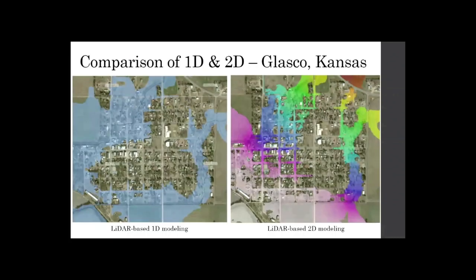Here's a comparison of 1D and 2D models in Glasgow, Kansas. On the left, we have the traditional 1D modeling that is LiDAR based. On the right, we have the LiDAR based 2D modeling. Just to illustrate here with the 2D models, you can see more of a multi-directional flow of water here that can extend out into the streets. But still overall, roughly the same type of floodplain, but just being able to get more of that multi-directional flow with that 2D modeling.